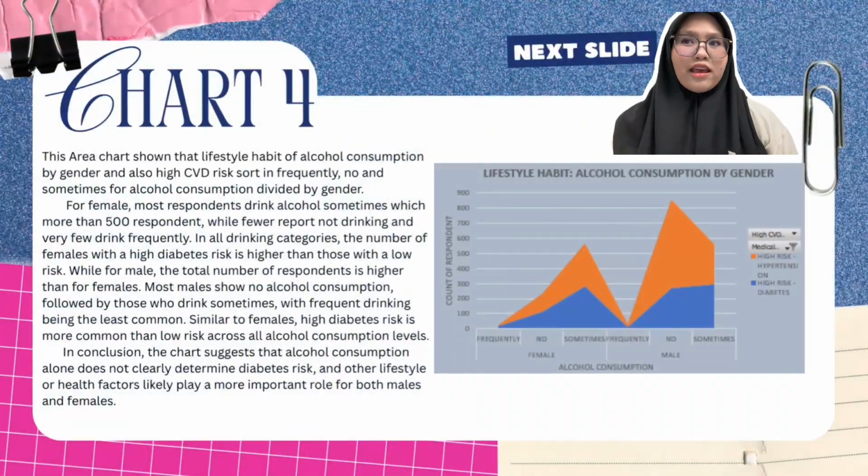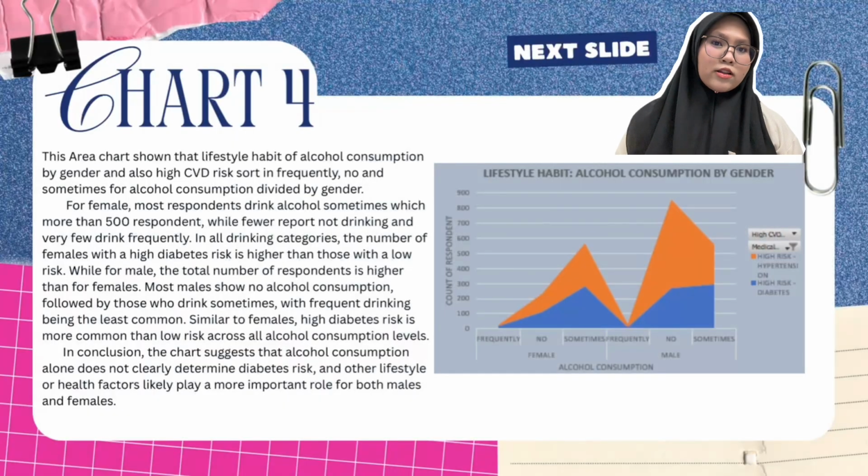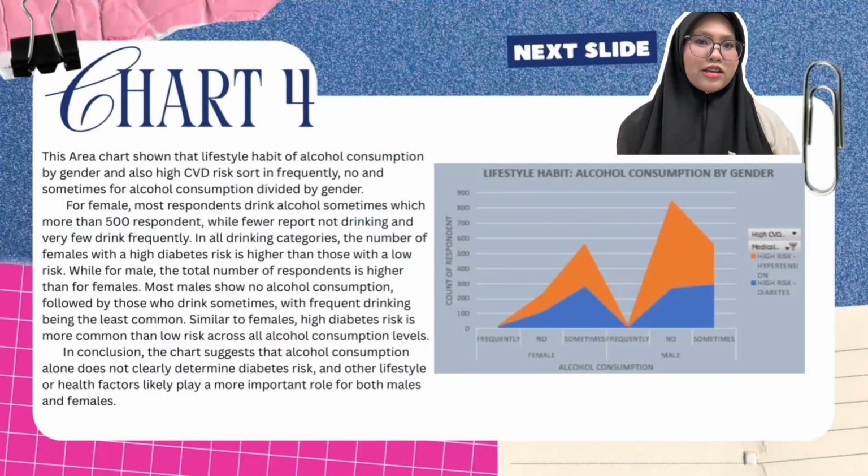Next, chart 4. This area chart shows the lifestyle habit of alcohol consumption by gender and also high CVD risk, sorted into frequently, no, and sometimes for alcohol consumption, divided by gender. For females, most respondents drink alcohol sometimes, which is more than 500 respondents, but fewer report not drinking and very few drink frequently. In all drinking categories, the number of females with a high diabetes risk is higher than those with a low risk, while for males, the total number of respondents is higher than for females. Most males show no alcohol consumption, followed by those who drink sometimes, with frequent drinking being the least common. Similar to females, high diabetes risk is more common than low risk across all alcohol consumption levels.